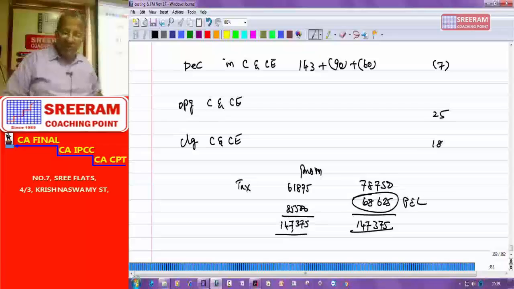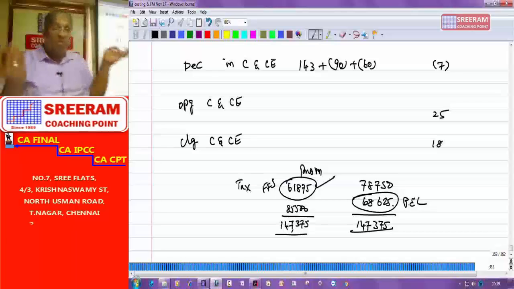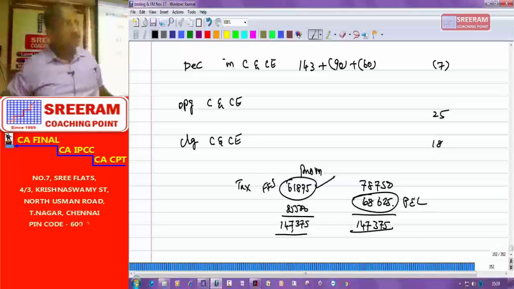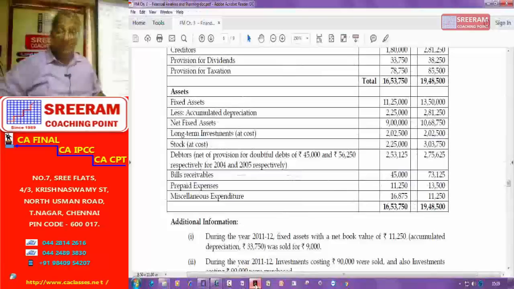This is the sum that will find place in the fund flow statement. Are you understanding? 61,875 in fund flow because you paid. This much was the shortfall that you have provided for. Paid and provided, you know where they have to be taken up. We have done this in the last problem. Paid will come in fund flow. Provided will come in the adjusted P&L account.